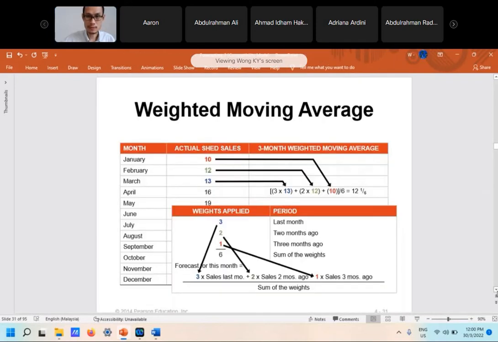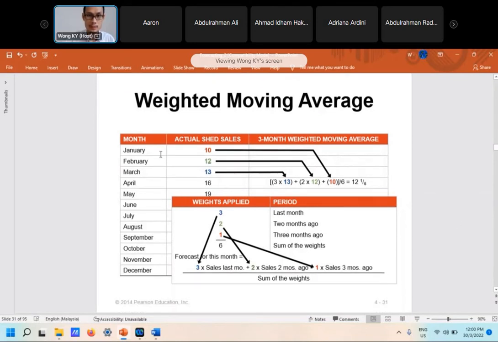So let's look at this. Basically it's the same example. Let's say you are given the actual sales data for 3 months, January, February, March: 10, 12, 13. And let's say the question says the weightage will be applied 3 to 1. You can apply any weightage, no problem. The weights can be 3 to 1, or 10, 5, 0, or 100, 70, 80. It doesn't matter, because later you have to divide back by the summation of the weights.